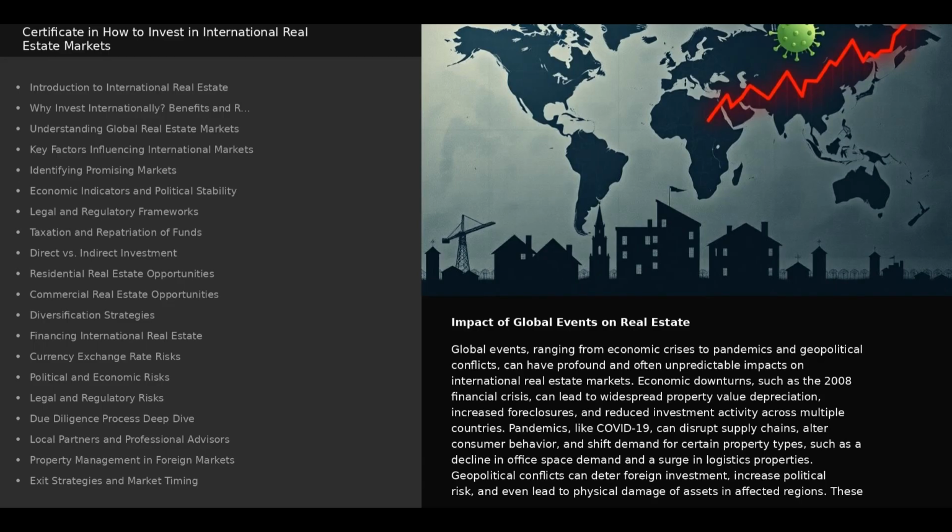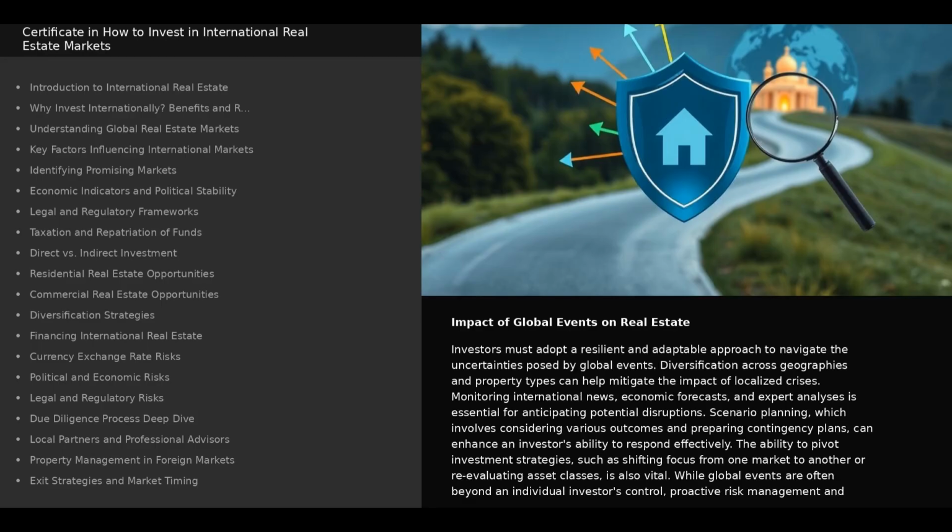Geopolitical conflicts can deter foreign investment, increase political risk, and even lead to physical damage of assets in affected regions. These events underscore the interconnectedness of global markets. Understanding these ripple effects is crucial. Investors must adopt a resilient and adaptable approach to navigate the uncertainties posed by global events.